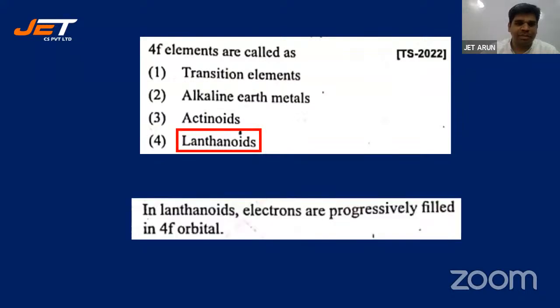Lanthanoids. See, what happens is, in lanthanoids, electrons are progressively filled in the 4f orbital. That's why they are called 4f elements. So lanthanoids are those in which electrons are progressively filled in the 4f orbital. So the ones who have answered 4 are very good. But if you went wrong, that's okay.